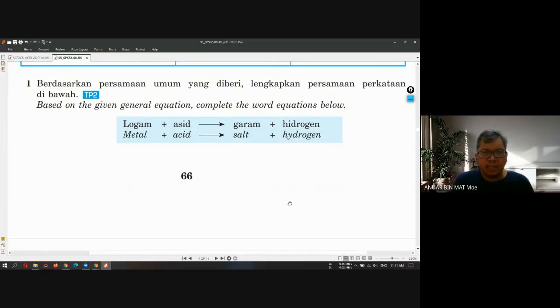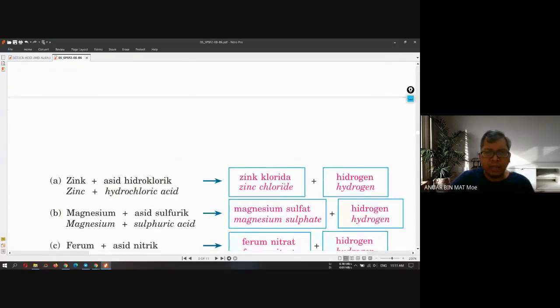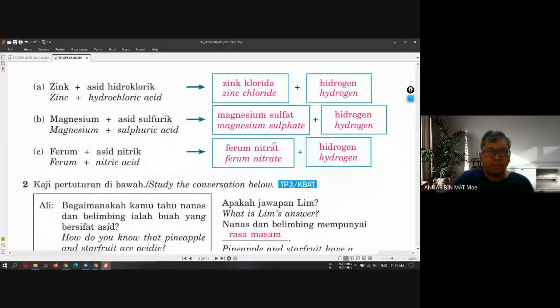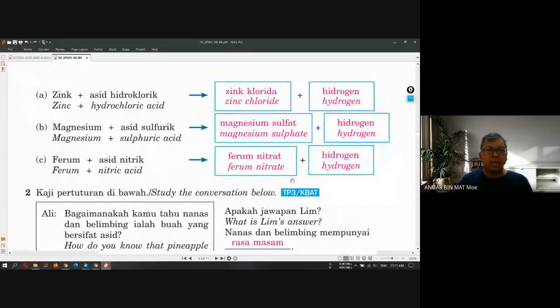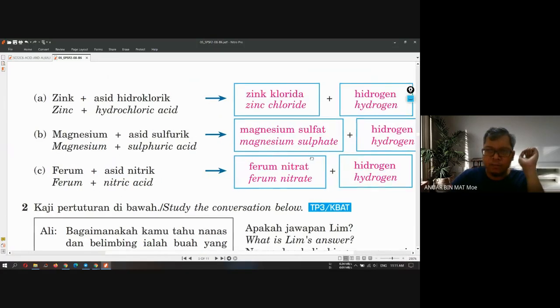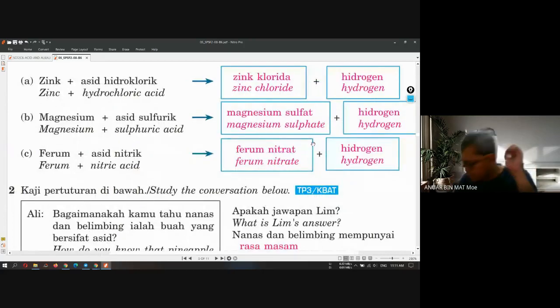Number 1. Based on the given general equation, complete the word equation below: metal, acid, salt, and hydrogen. This is a few metals when reacting with different types of acid. You can take the answer over here now. This is page 67.